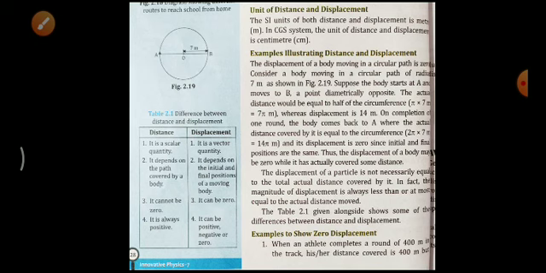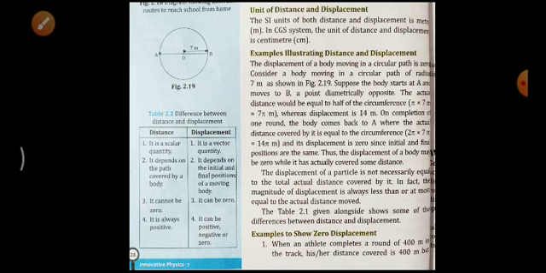Today we will discuss and learn about examples illustrating distance and displacement. One example is given, and from that example we will try to understand which one is distance and which one is displacement and how to calculate it. At the same time, we will also see the difference between distance and displacement. Okay, so let us start.